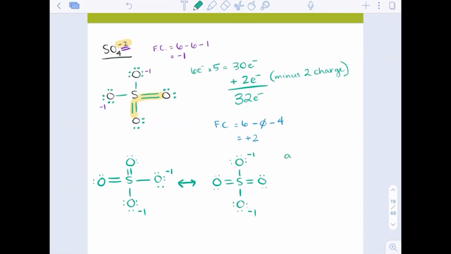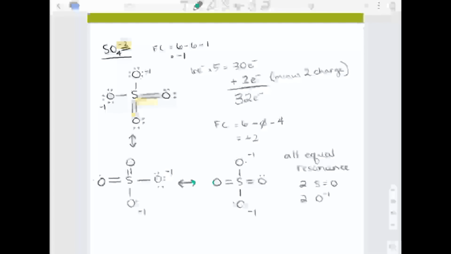These are all equal resonance structures because every one of them has two oxygens double bonded to sulfur and two oxygens with -1 charges. So there's nothing different about them. So we'll call them all equal, and even you can draw more, right? There's going to be multiple different variations of this one.